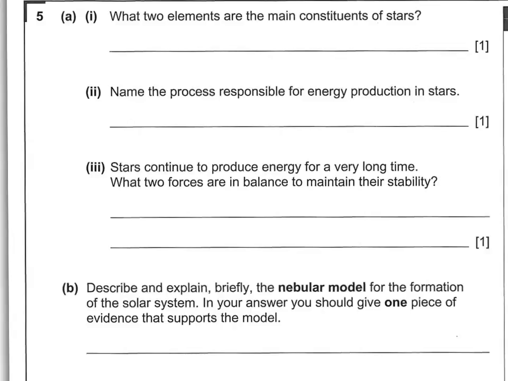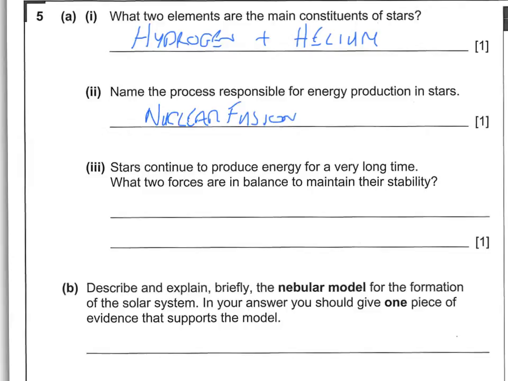Okay, question 5 of the space questions. What are the two main elements or main constituents of stars? And hopefully you know that that is hydrogen and helium. That's just a learning off thing. The process responsible for the energy in stars is nuclear fusion. Stars continue to produce energy for a very long time. What two forces are in balance to maintain their stability? And remember, that's a fight between the gravity crushing it in and the radiation pressure forcing it back out again.